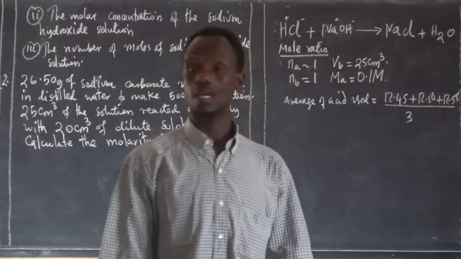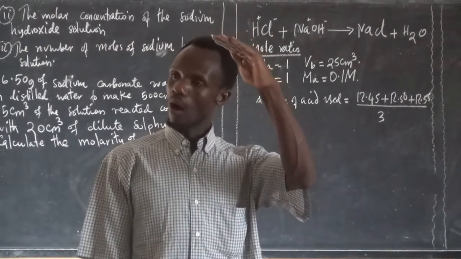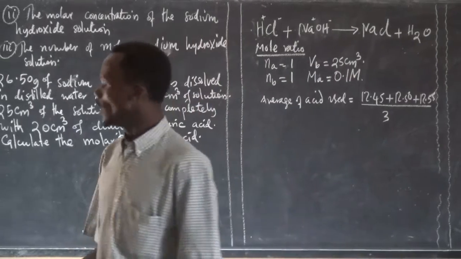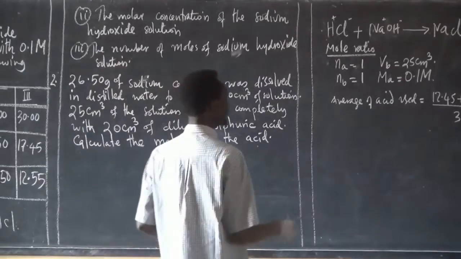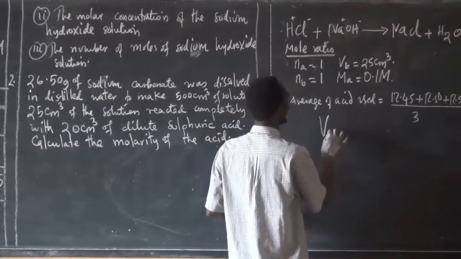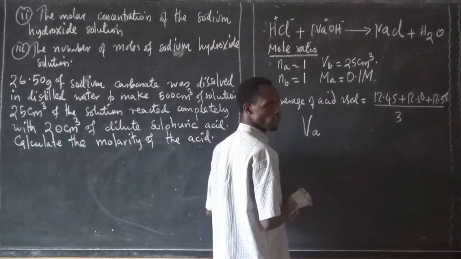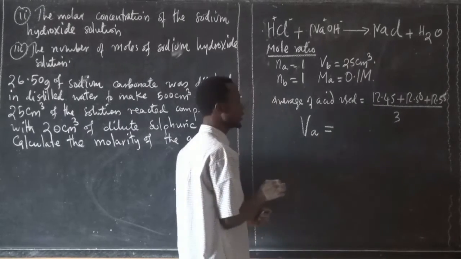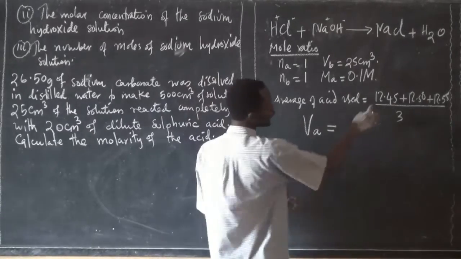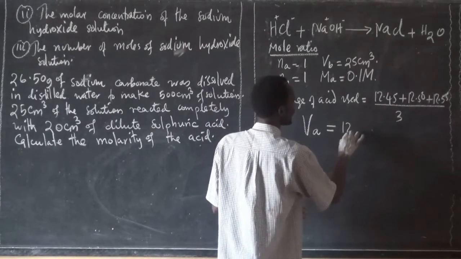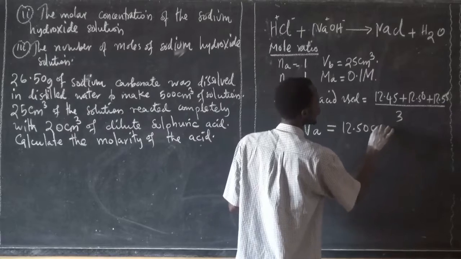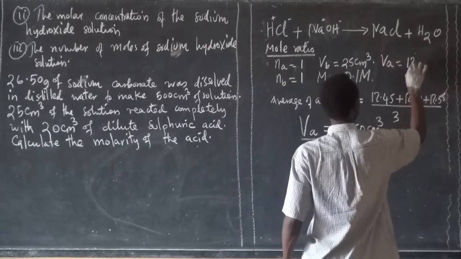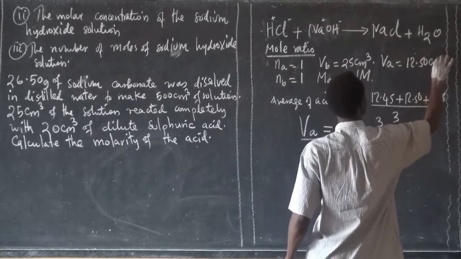Maybe where are you getting it? Average is the sum over how many are there, the number of items. Now, calculating, definitely you find the volume of acid. That is what we are looking for. The average volume of acid used is equal to the volume of acid. Now, if you calculate and divide, you find it is 12.50 centimeter cubic. Now we already have the volume of acid, which is equal to 12.50 centimeter cubic.